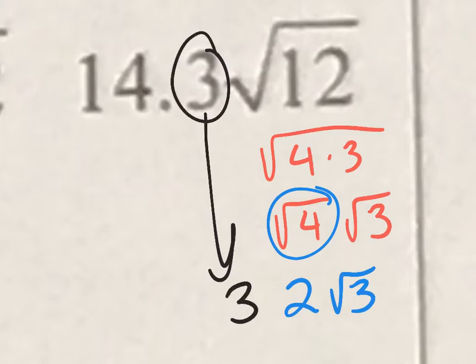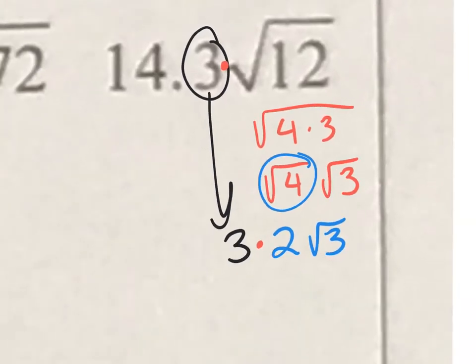Now what's happening with that 3 out in front? You really have 3 times the square root of 12. So right here, the multiplication of 3 comes down as well. And you could multiply 3 times 2. What is 3 times 2? 6. So your final answer would be 6 square root of 3.